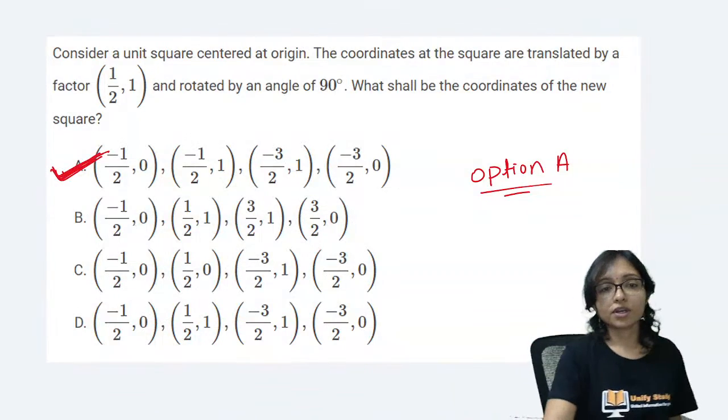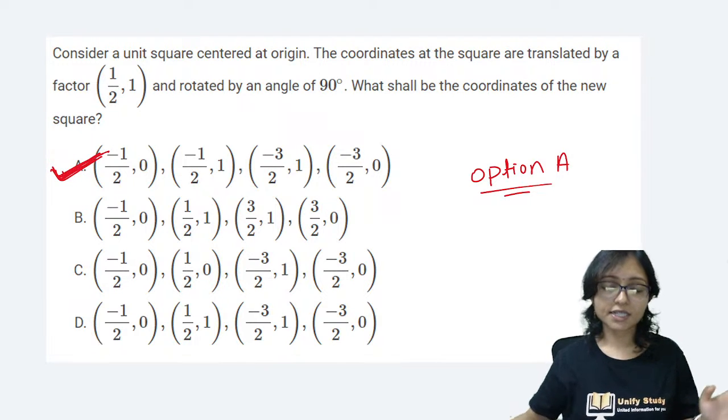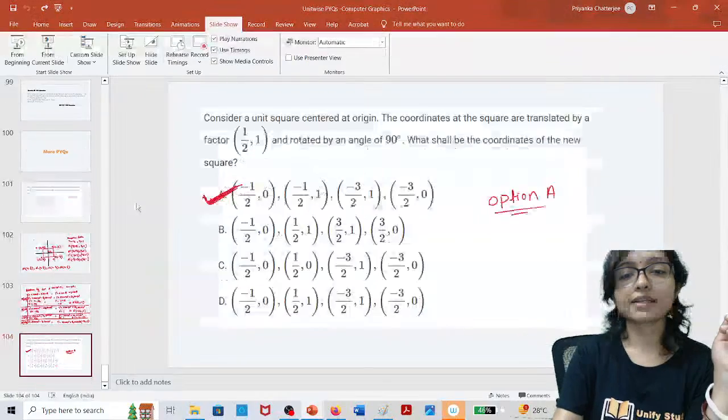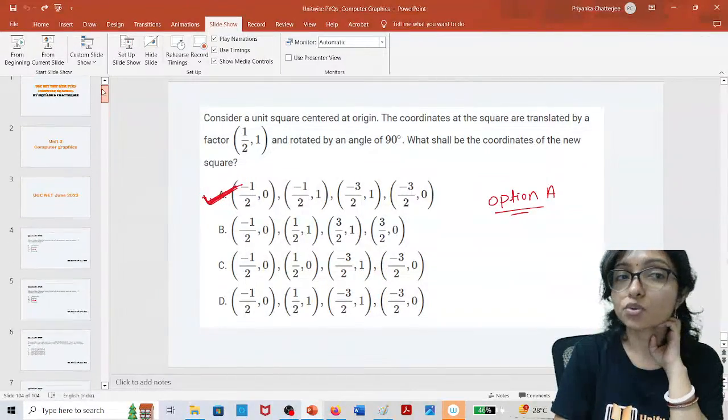So I hope all the concepts are clear. All the questions we did, whatever was asked, from these questions you can get the idea of how you have to prepare, and this is the way, only through the PYQs.